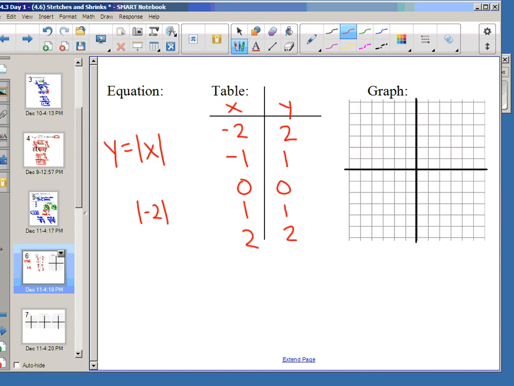So when we graph this, -2, 2 is here. -1, 1. We have 0, 0. Over 1, up 1. And then over 2, up 2. So our graph is a V. And our line to the positive values of x, so our line over here, these have a slope of positive 1. And our values this way, our line has a slope of negative 1. And so we'll see that coming into play a little bit later on.